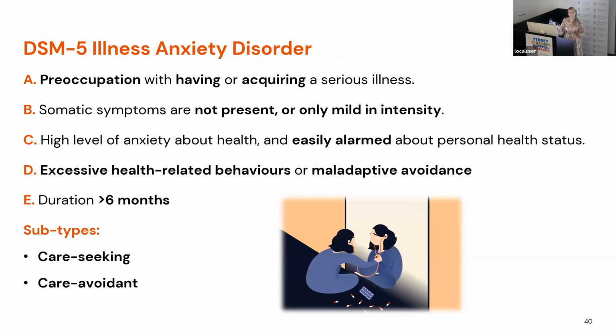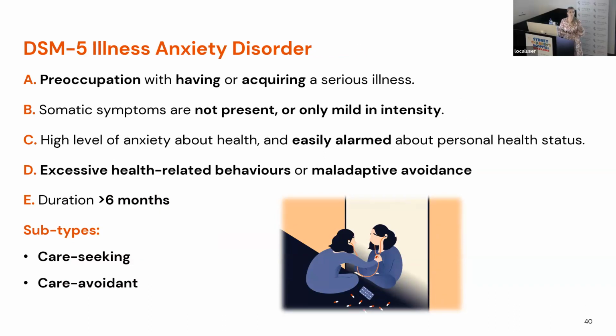So given that I'll be talking about illness anxiety disorder today, I'll just quickly run through the criteria that an individual would need to meet in order to receive this diagnosis. They'll have a large preoccupation with having or acquiring a serious disease such as cancer, and this preoccupation needs to last for at least 6 months. They'll have a high level of anxiety around their health, and they'll be easily alarmed about their personal health status.